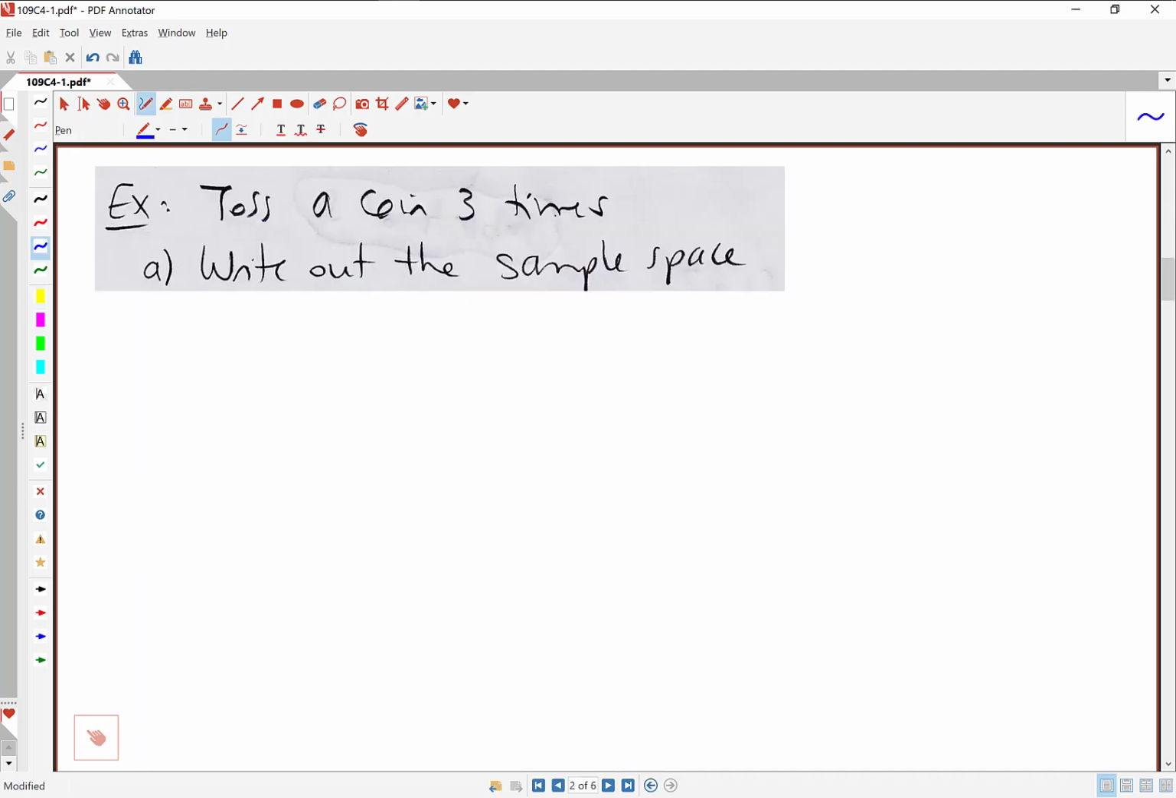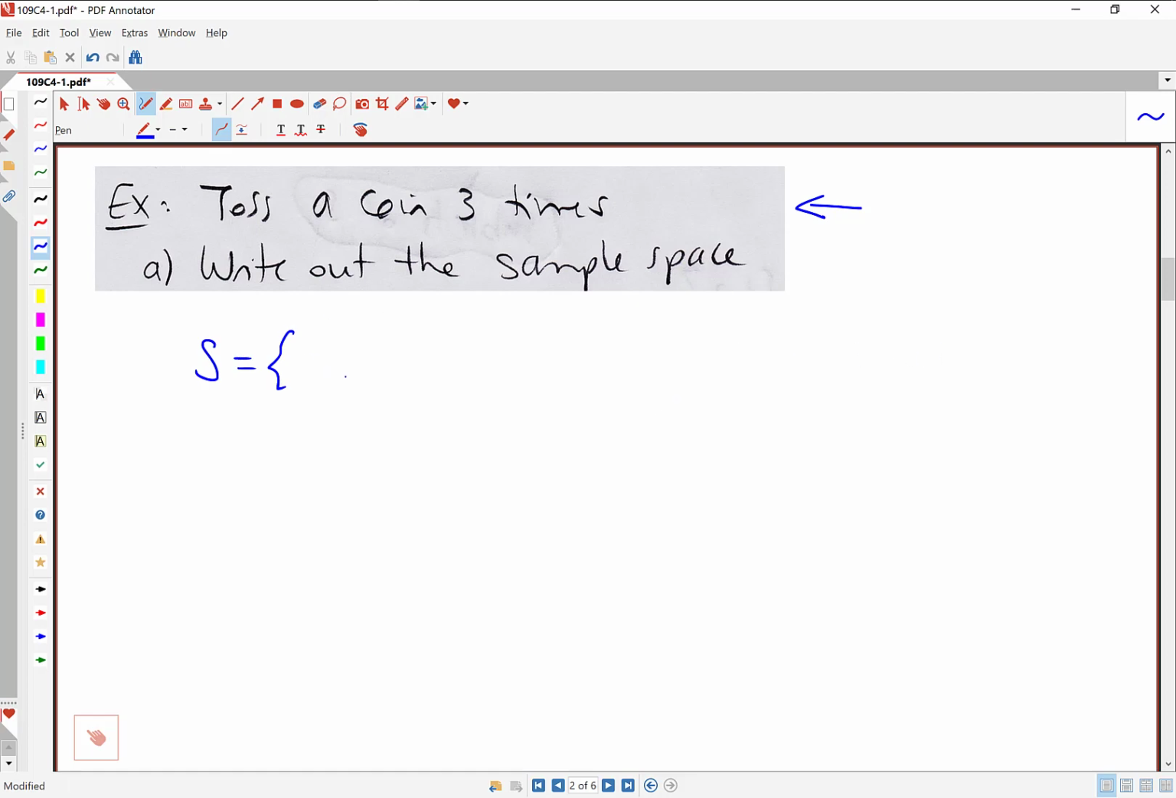So let's say we toss a coin 3 times. First thing we're going to do is write out the sample space. So this is our experiment. This is what we're doing, tossing the coin 3 times. And what we care about is the sequence of heads or tails. So when we write out the sample space, we call that capital S. And it's just going to be a set containing the different outcomes.